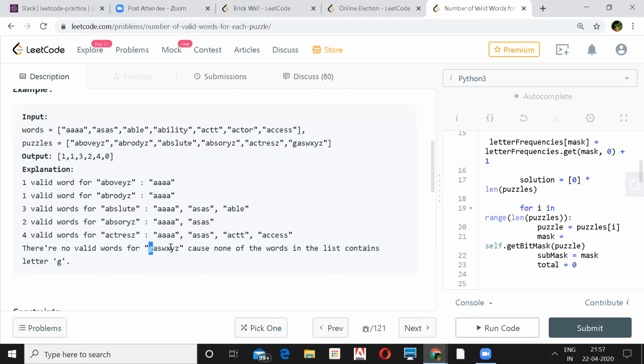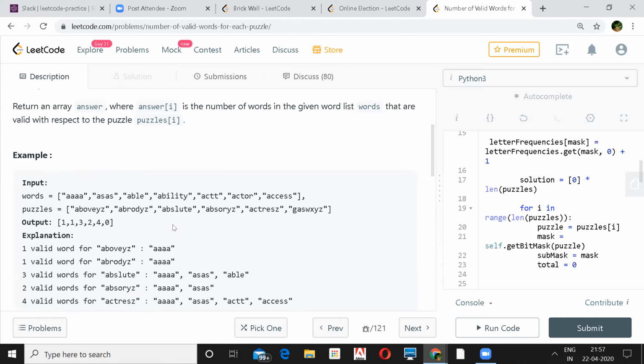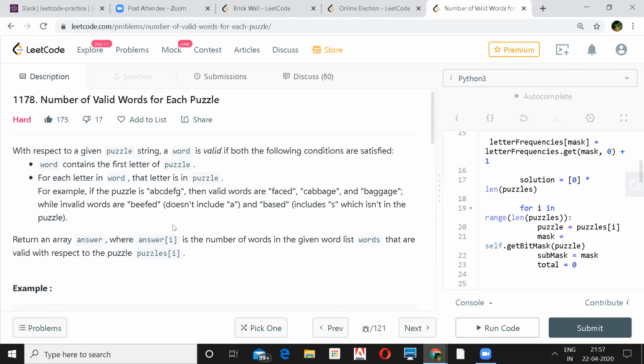And for this last one, G is not present in any of the words. The first letter of this puzzle is G, which is not present in any of the words, so none of the words exist for it. And these are the constraints. The puzzle doesn't contain any repeated character. All of the characters in the puzzle would be unique. So, any queries or approaches on this?